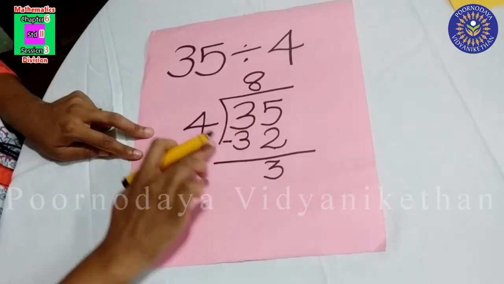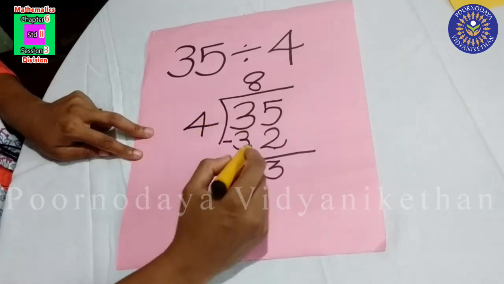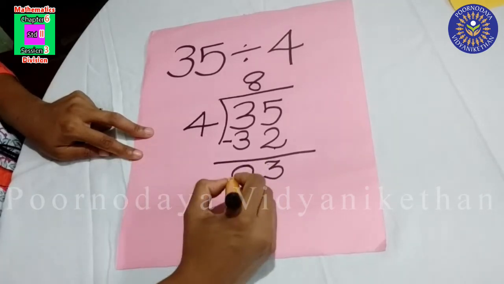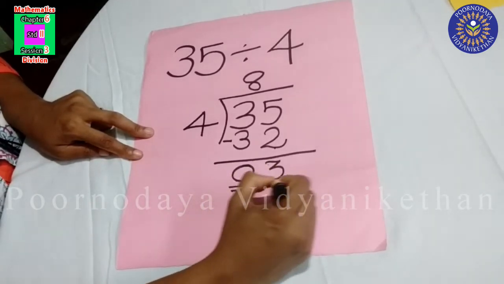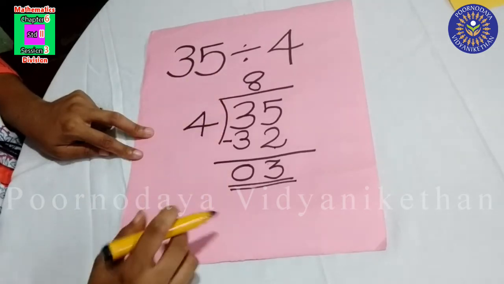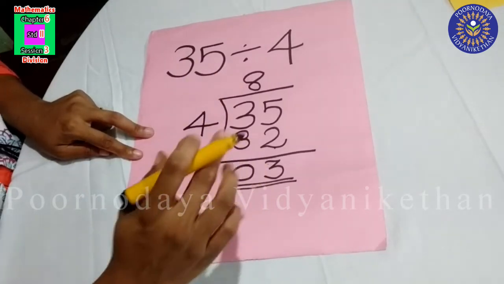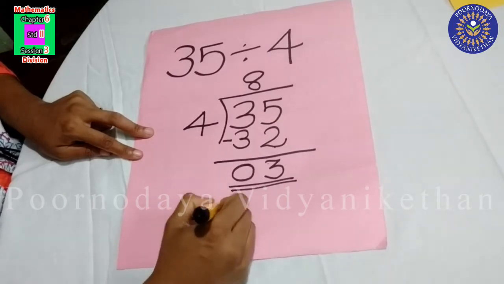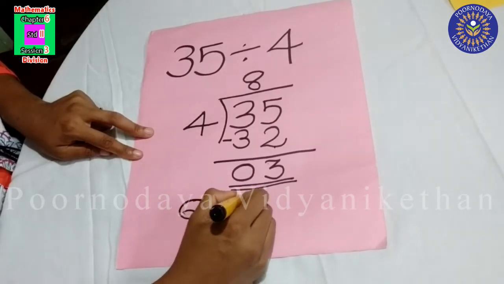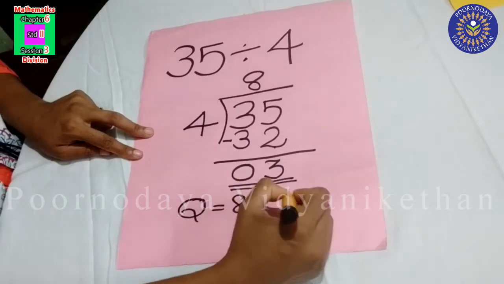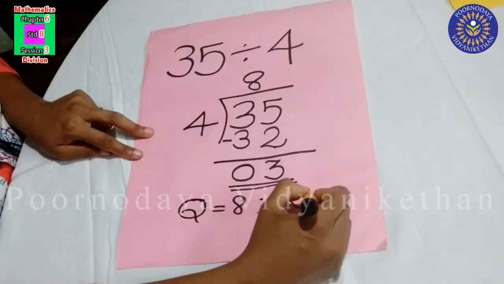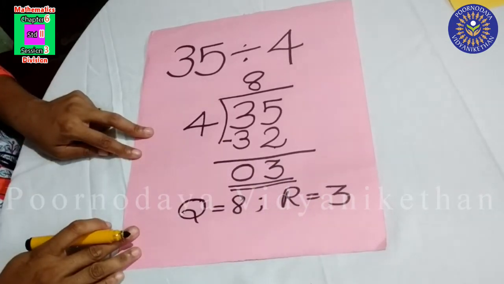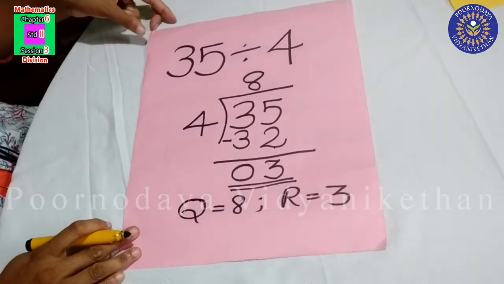Now in the tens place, 3 minus 3 is equal to 0. Now we got 8 as our quotient, 3 as our remainder. The quotient is equal to 8 and the remainder is equal to 3. Did you understand? Listen here.